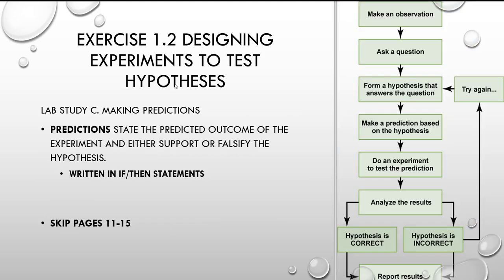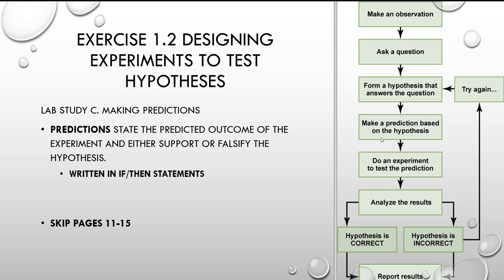Continuing on in exercise 1.2, next step. If we go with our flow of information here, we've already learned about observations and questions. You've practiced making hypotheses and designing an experiment. So the next step is actually to make a prediction.